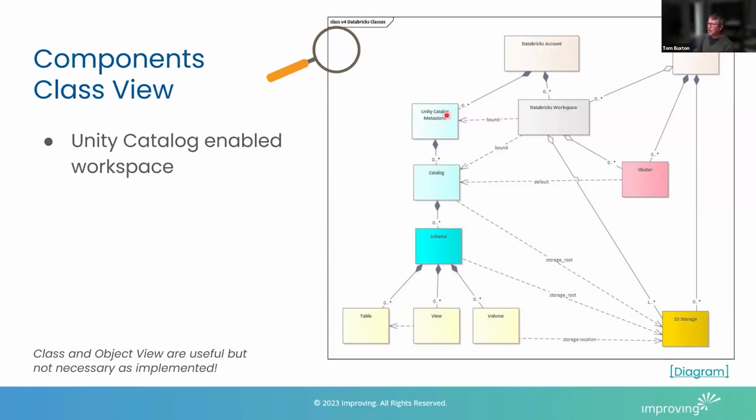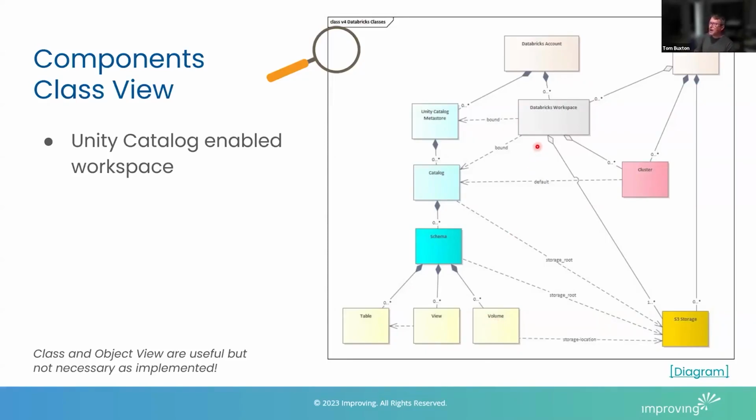Within our metastore, we have 0 or more catalogs, like a composition relationship there, and each catalog has 0 or more schemas, and each schema has 0 or more tables, views, volumes, and functions, and other things that I haven't put on this diagram, but you get the idea of what we're doing.